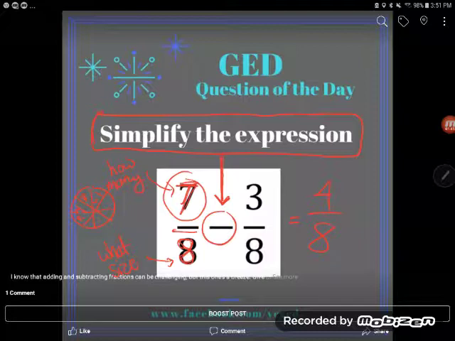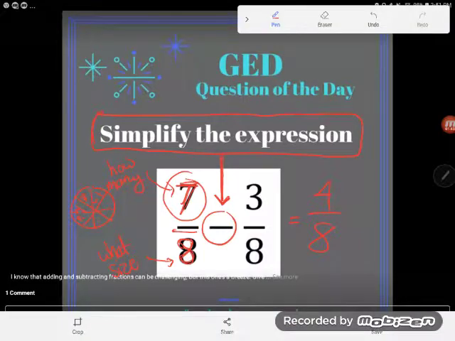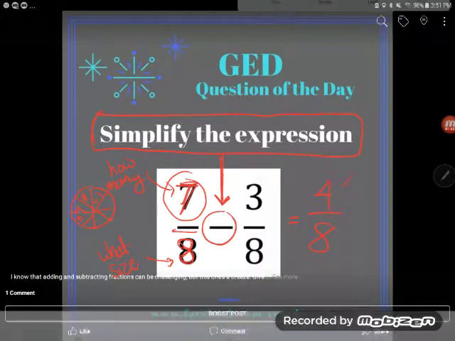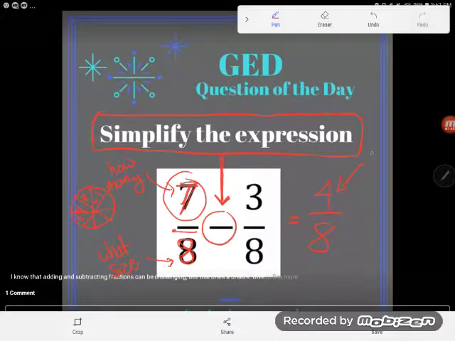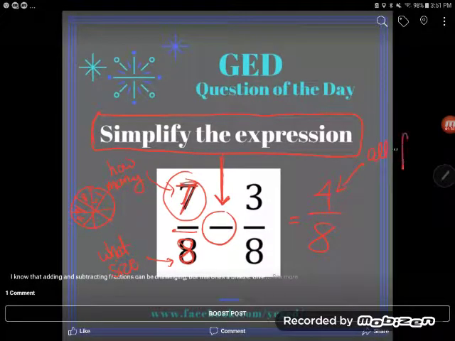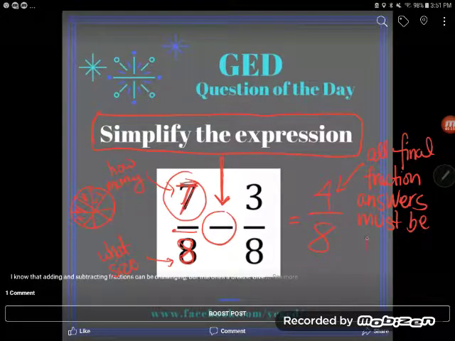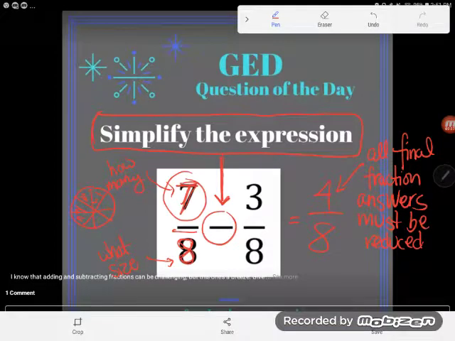Super simple concept. Students wipe their hands right now. I'm all done. Yay, super exciting. Watch out though. Do remember that part of simplifying tells us that all final fraction answers should be reduced. All final fraction answers must be reduced. Every time, all the time, unless for some reason they told you not to reduce. I've never seen a problem like that on the GED. All final fraction answers must be reduced. I don't care if it's a probability problem, subtracting fractions, adding fractions, multiplying fractions, whatever.